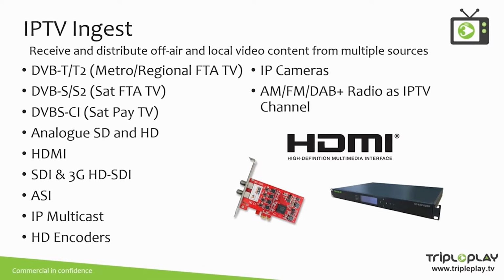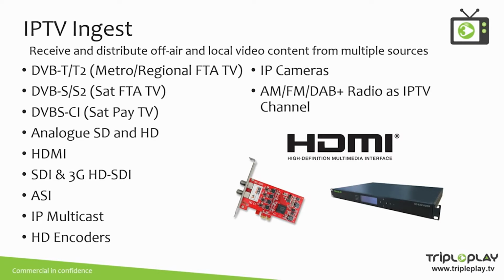HDMI, so if you've got set-top boxes at the head end, you can plug those directly into the platform. SD SDI, 3G HD SDI there as well. ASI. So if you're in a broadcast environment and you want to take some broadcast feeds in there, we have that capability too. We can also take IP multicast feeds. So if there's another platform or if there are IP multicast feeds available on our network to us, we can take those IP multicast feeds and essentially let the endpoints know that, hey, there's some multicast video here.